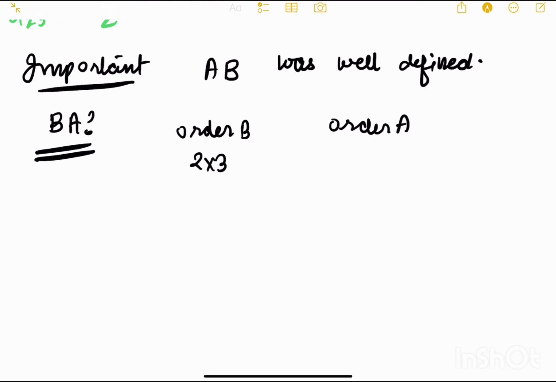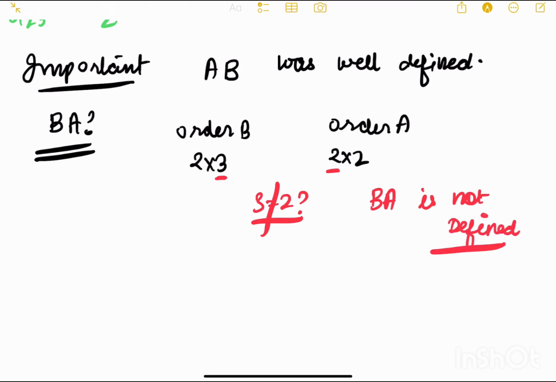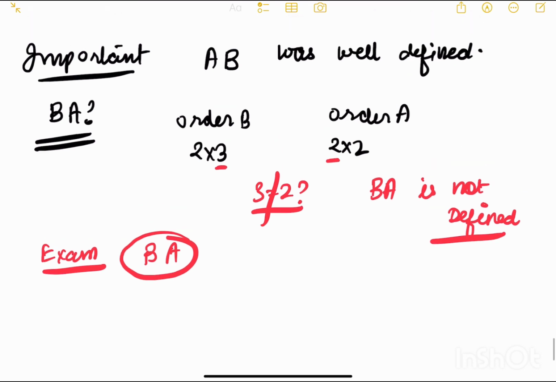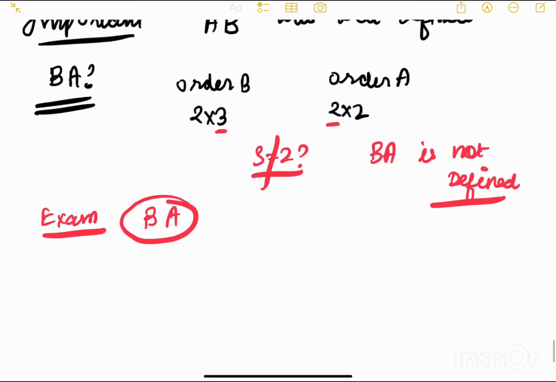The order of B was 2 cross 3 and the order of A was 2 cross 2. So now just focus on the last element of the order of the first matrix and the first element of the order of the second matrix. Is 3 equal to 2? No, right? So this means that my BA is not defined. So if any question comes in the exam and you are asked to calculate BA, rather than multiplying it, just check the order and check whether these two values are the same, and if they're not, we will simply say that we cannot multiply, that this operation is not applicable to my matrices.